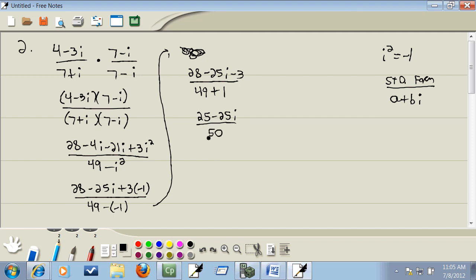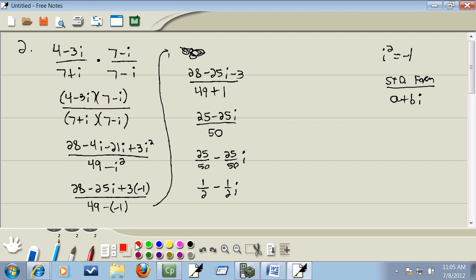Now standard form requires us to have the real part separate from the imaginary part. So put the 25 over the 50, minus, and then 25 over the 50 with an i to the side. So I split them up. Put the real part over the denominator and put the imaginary part over the denominator. Now these simplify. 25 and 50 both divisible by 25. So that gives us 1 half minus 1 half i.